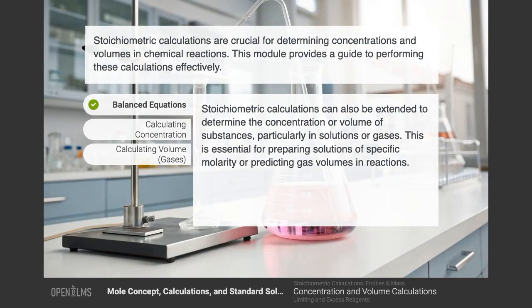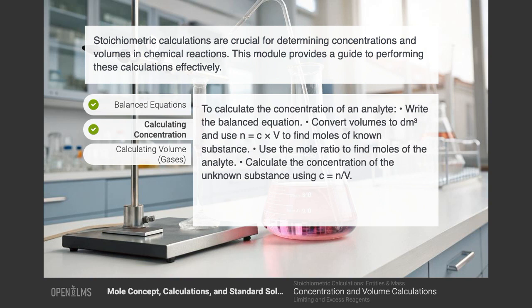Stoichiometric calculations are crucial for determining concentrations and volumes in chemical reactions. This module provides a guide to performing these calculations effectively. Stoichiometric calculations can also be extended to determine the concentration or volume of substances, particularly in solutions or gases. This is essential for preparing solutions of specific molarity or predicting gas volumes in reactions.